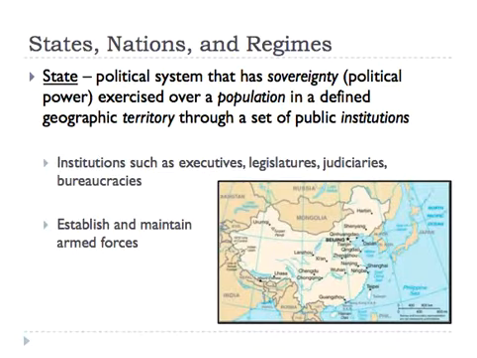A couple other key definitions here. A state is a political system that has sovereignty, so it has political power exercised over a certain population and a defined geographic territory through a set of political or public institutions. So there are borders there. They have institutions like executive and legislative branches, judiciaries, bureaucracies, and one of the other big things is that they usually have an armed force.